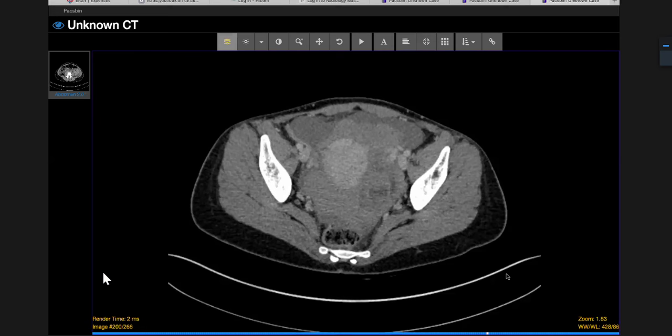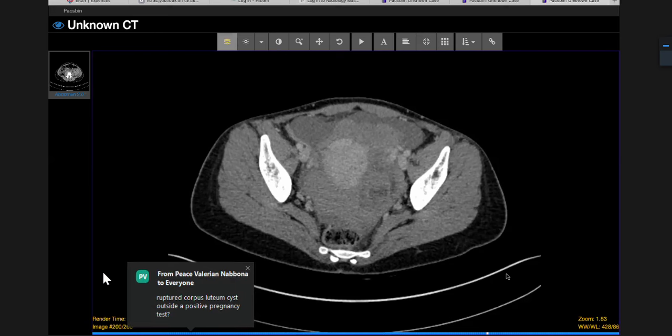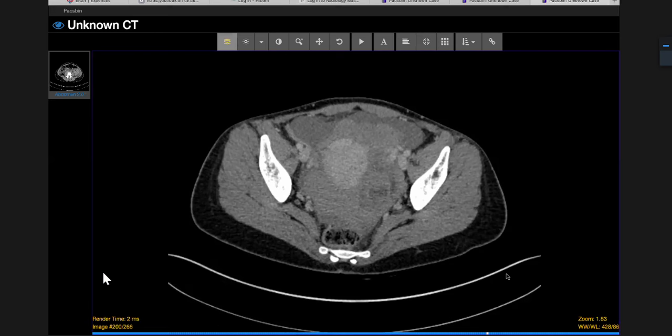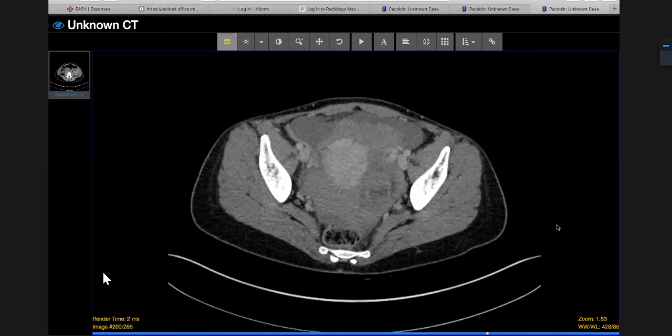This is just a lesson, because I think people sometimes forget gynecological emergencies, and this is an example of that. You don't always need a positive pregnancy test for this. It's just a type of cyst which has ruptured, and then they're not pregnant.